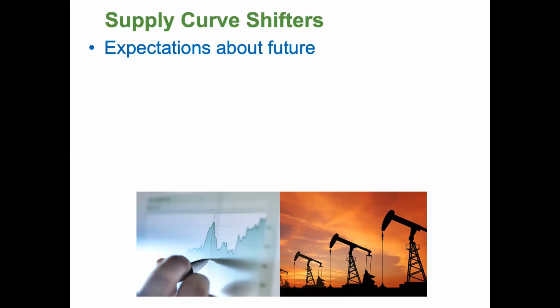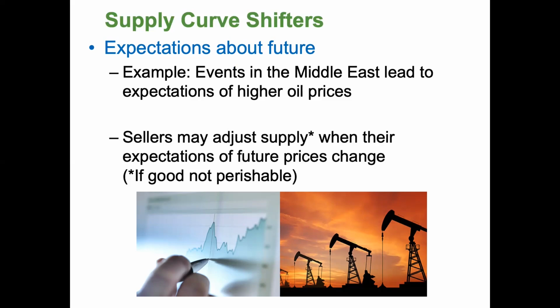Expectations about the future. Events in the Middle East can lead to expectations of higher oil prices. Now, owners of Texas oil fields may want to reduce supply now to save some inventory to sell later at a higher price. Sellers may also adjust supply when their expectation of future prices change. This only applies if the goods are not perishable.